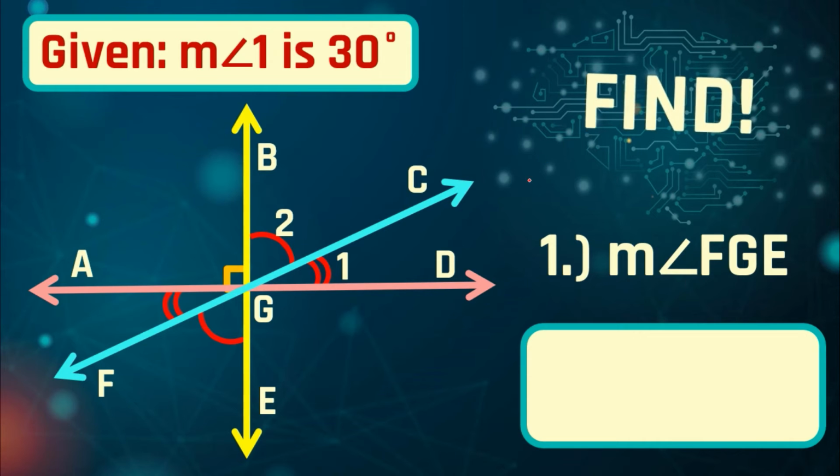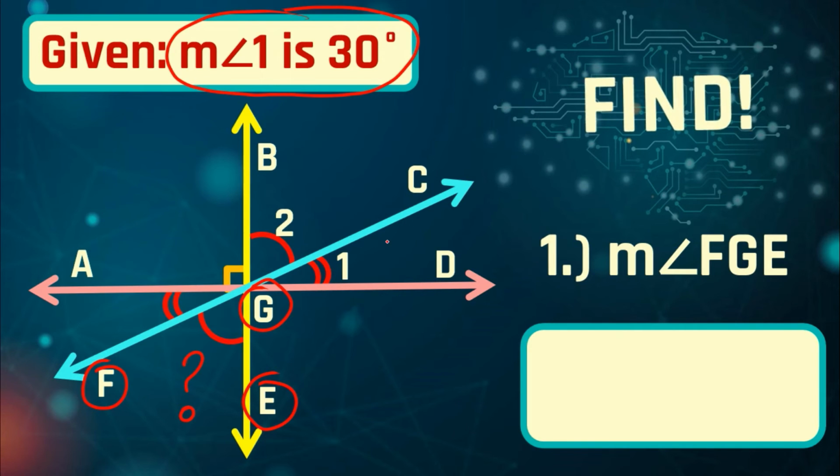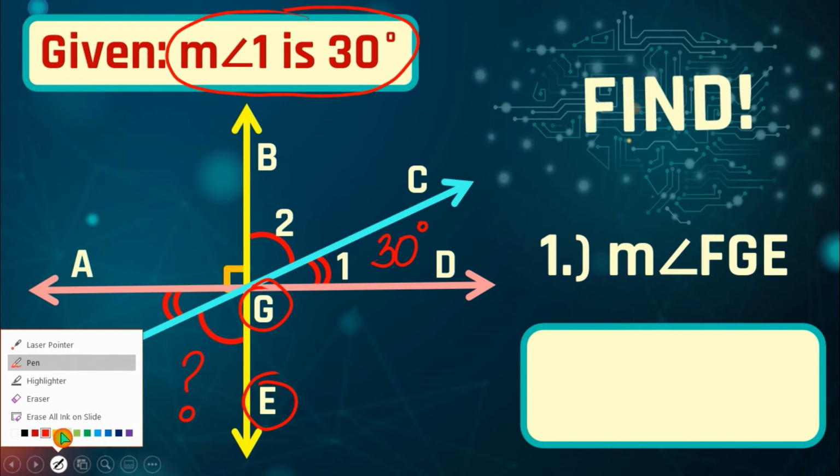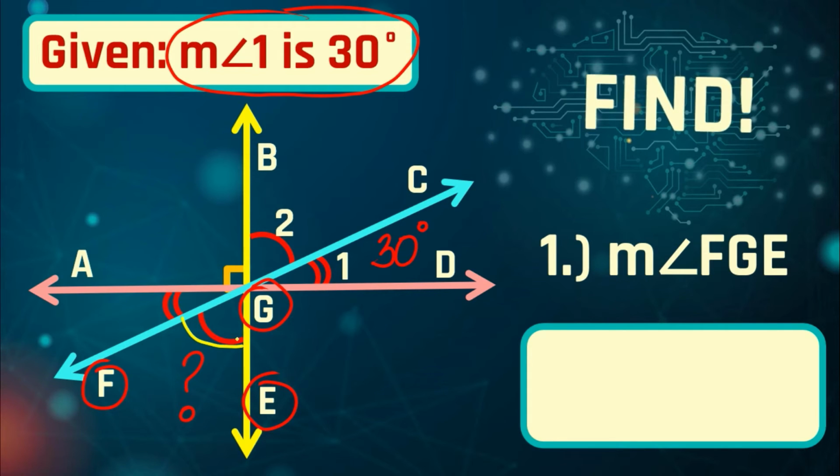So first, hanapin natin si FGE. Here's your F, here's your G, and here's your E. Anong angle ang tinutukoy? Eto, tama. Yan ang pinapahanap sa inyo, yung binukan ng angle na yan. And to find the measure of that angle, first you have to take note that the given measure of angle 1 is 30 degrees. So therefore, this is 30 degrees because this is your angle 1. The question is, how are we going to find the measure of this angle when angle 1 is 30 degrees? Simple lang naman, class.